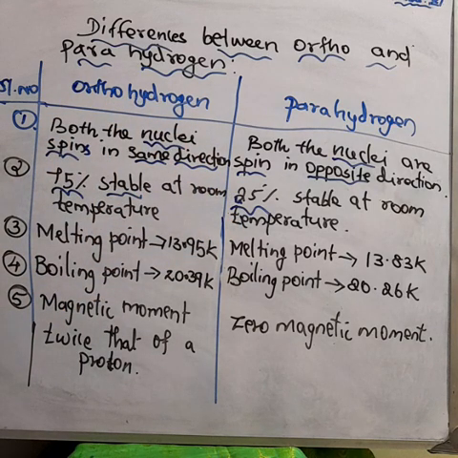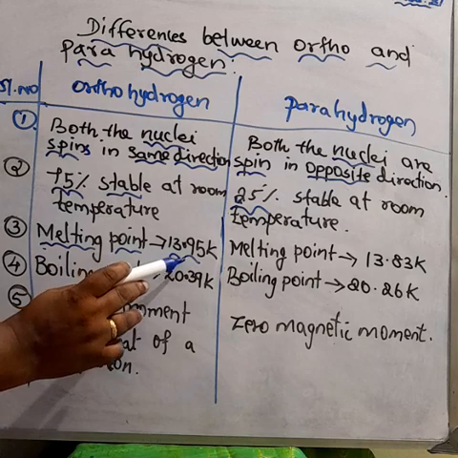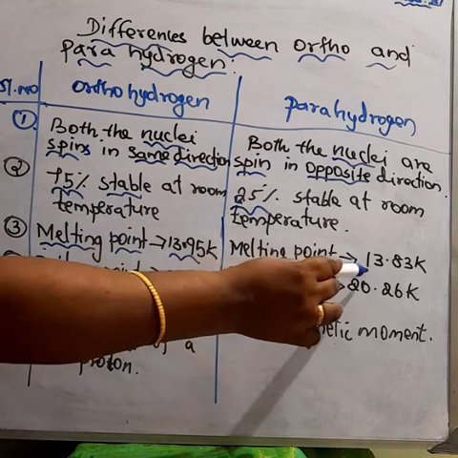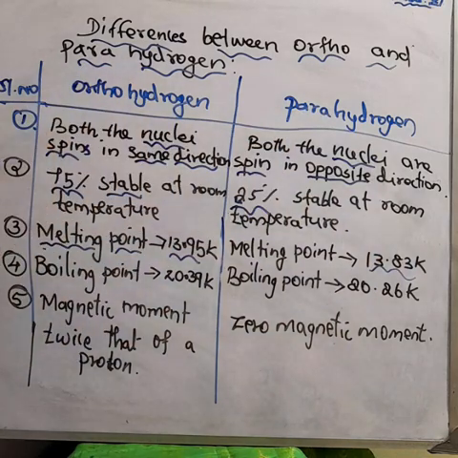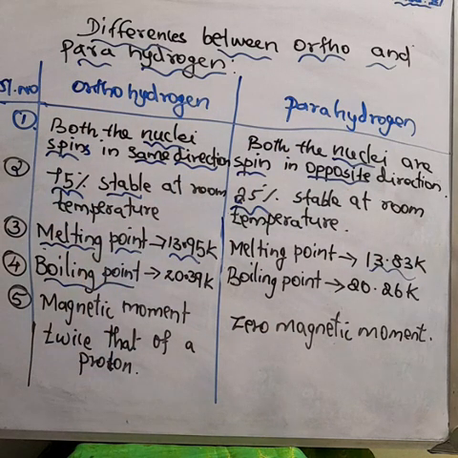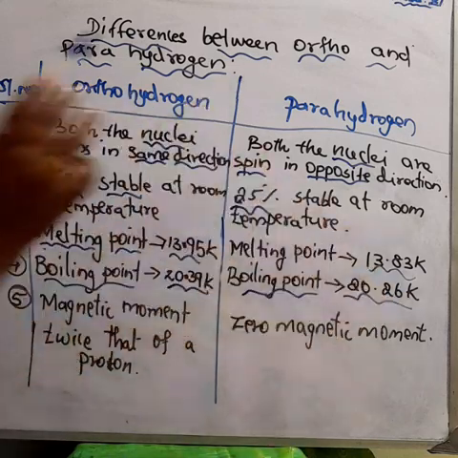What is the third point? The melting point. The melting point of ortho hydrogen is 13.995 Kelvin. Para hydrogen, 13.83 Kelvin. And the fourth point, boiling point of the ortho hydrogen, that is 20.39 Kelvin. Boiling point of the para hydrogen, 20.26 Kelvin.